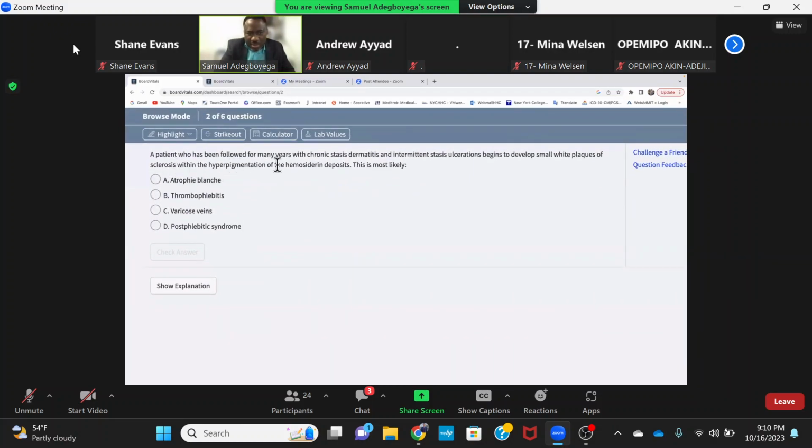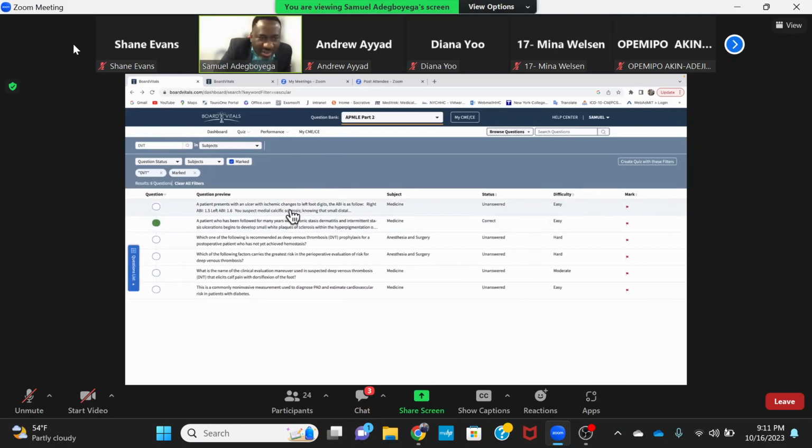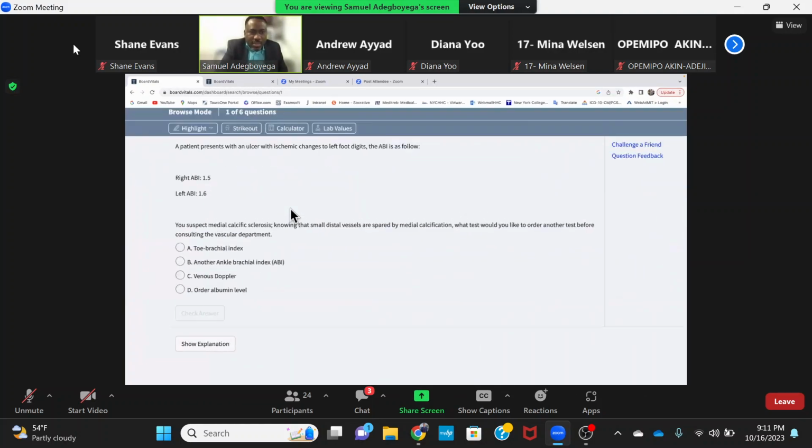A patient who has been followed for many years with chronic stasis dermatitis and intermittent stasis ulceration begins to develop small white plaques of sclerosis within the hyperpigmentation of the hemosiderin deposit. This is most likely what? A. How do you know that? We just did it. That's right. You guys see that? I guess it's a good review. Let's go to the next one. Make it bigger.